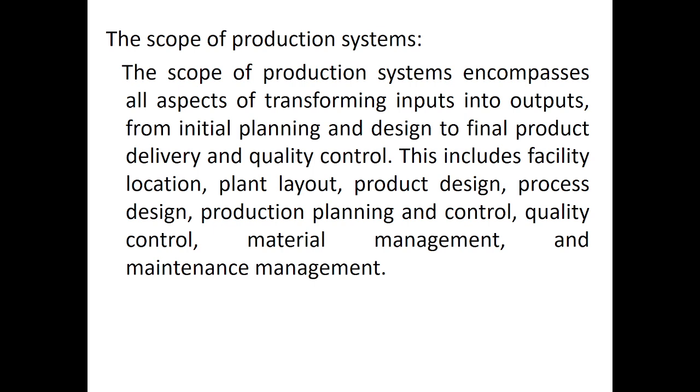Now, what is the scope of the production system? The scope of the production system encompasses all aspects of transforming input into output, from initial planning and design to final product delivery and quality control. This includes facility location, plant layout, product design, process design, production planning and control, quality control, material management, and maintenance management. I don't think I need to explain each and every line on this slide. It is very clear and simple, the scope of the production system.